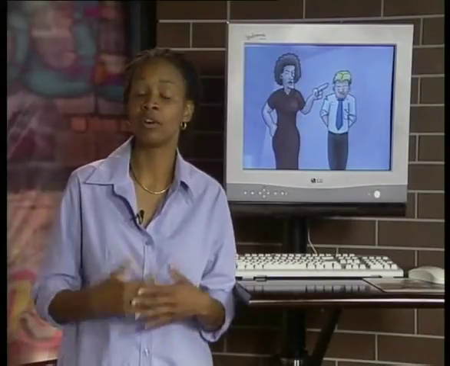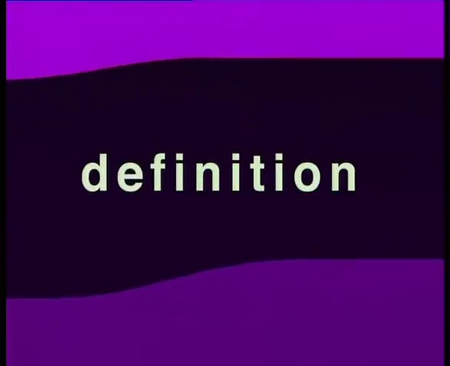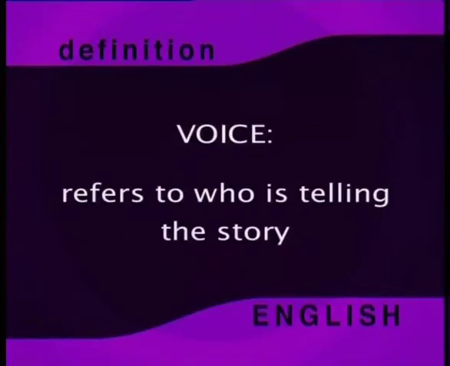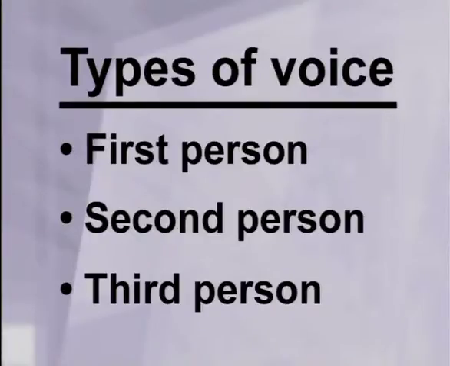Authors and writers carefully choose how they are going to tell their story, because how they tell it influences how we, the readers, understand it. The point of view or voice chosen by the author will influence how characters and events are introduced. Voice refers to who is telling the story. There are three voices available to use. They are first person, second person, and third person.